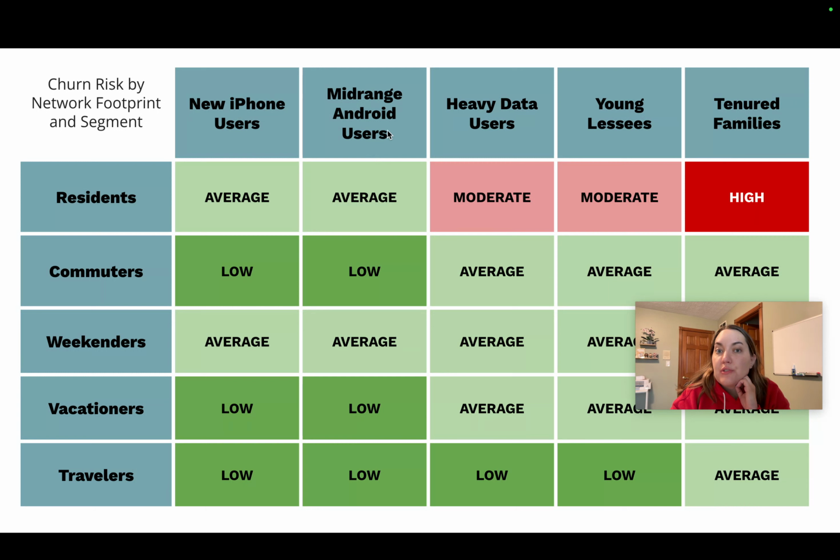Mid-range Android users. So they had not the newest Android, but they had a decent Android phone. That was what they over-indexed on. So that was the data point within that cluster that stood out to me. You notice all of these, not a lot of churn risk.